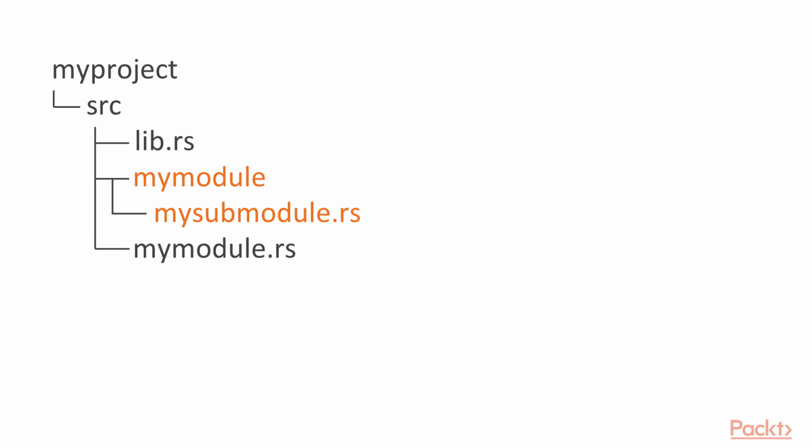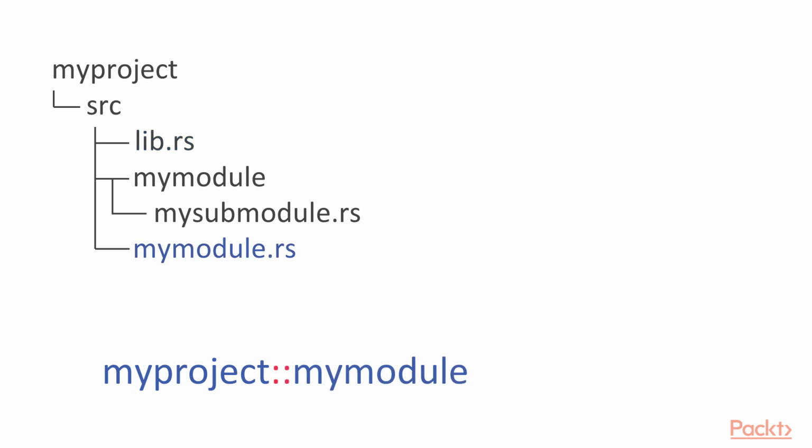With a structure like this, you can bring the items inside of lib.rs into scope by using myproject. You can bring the items in mymodule into scope by using myproject mymodule. And you can bring the items into scope from mysubmodule.rs by using myproject mymodule mysubmodule.